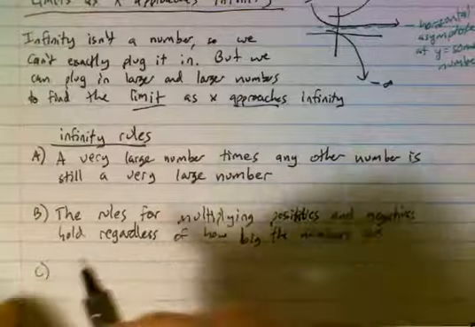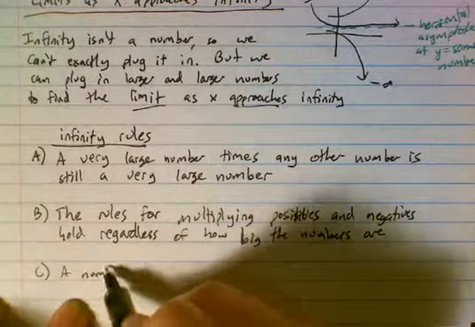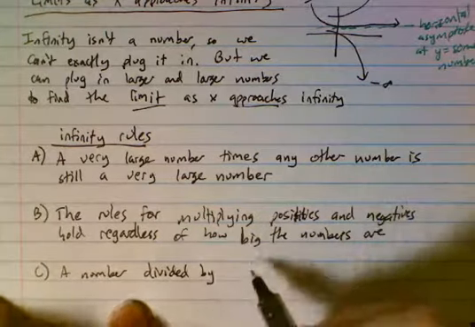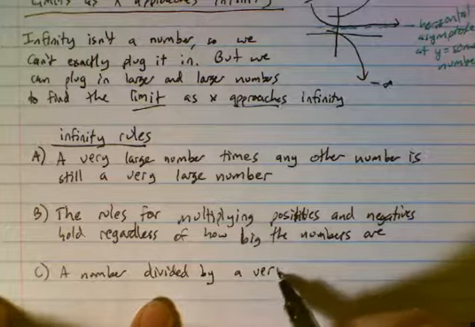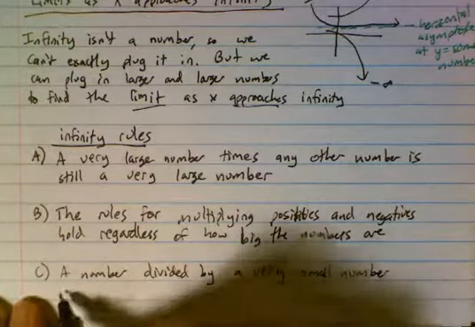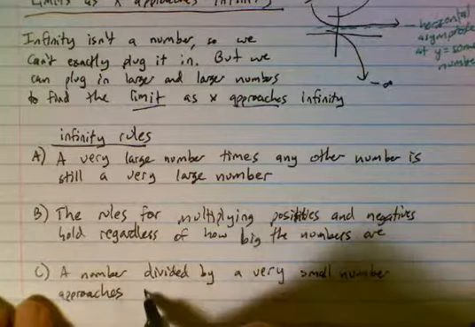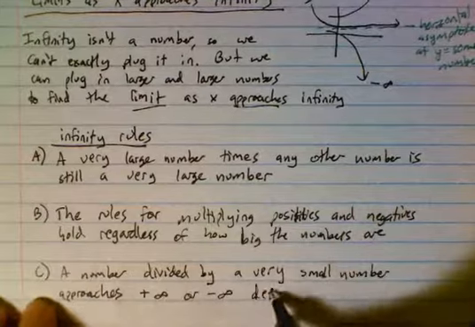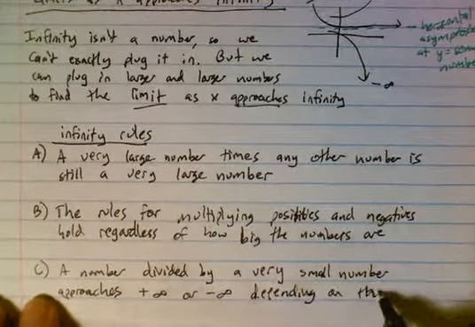One other rule is the one we were working with earlier. A number divided by a very small number approaches positive infinity or negative infinity depending on the signs of the number.